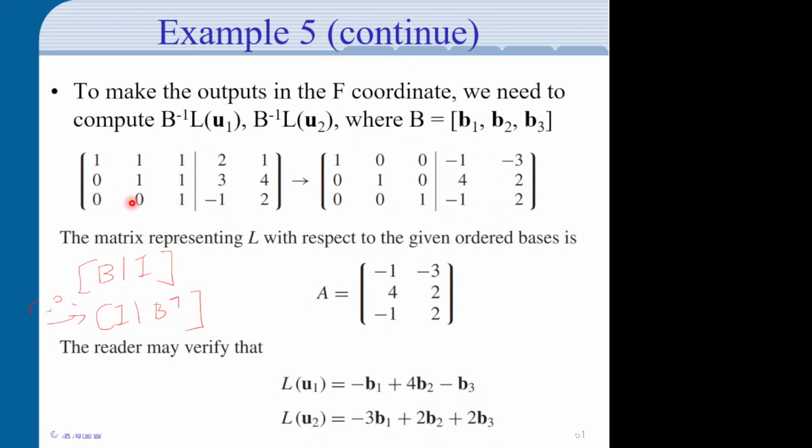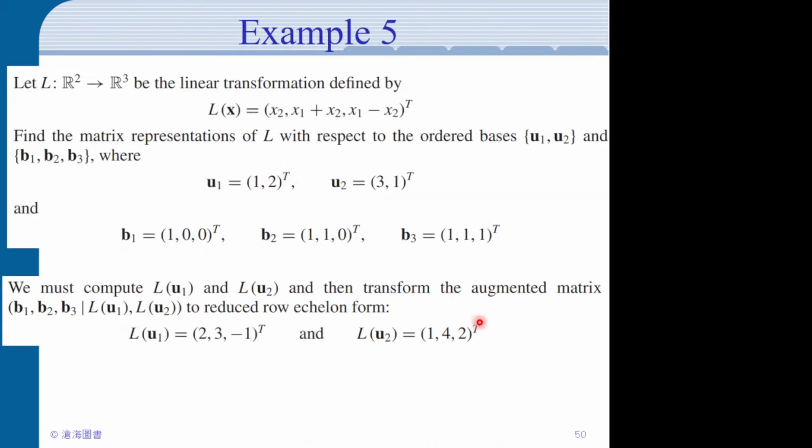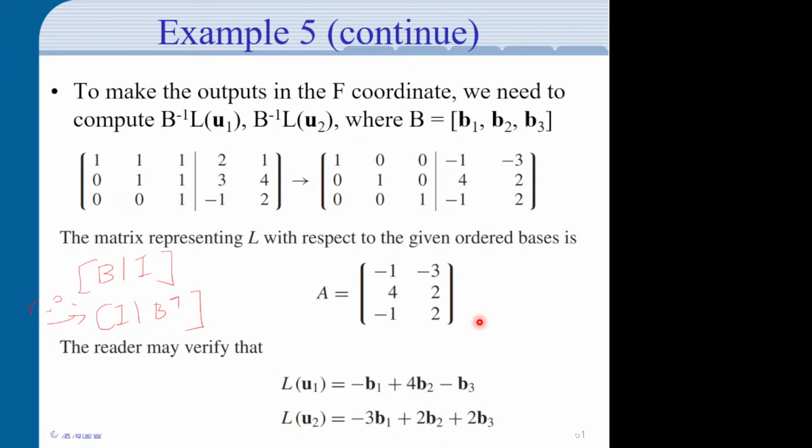And yeah, so you do Gaussian elimination here, and you have to do a lot of practice on this, and you get your A equal to this: minus 1, 4, minus 1, and minus 3, 2, 2. Okay. And hopefully we can verify that this is true. L of U1 equal to minus B1. Let's see, we have a lot of time, so maybe let's do this. Why not? Okay.